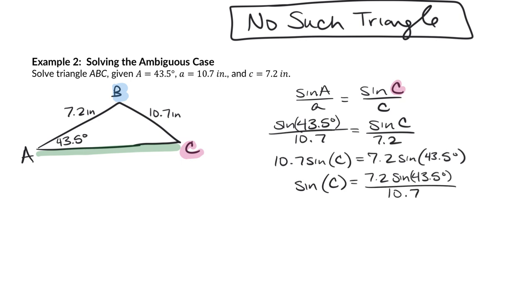Because we're proceeding with caution, since this is side-side-angle, we're going to calculate what 7.2 times the sine of 43.5 degrees over 10.7 is, because if it's larger than 1, we stop. If it's equal to 1, that means we're dealing with a right triangle. And if it's between 0 and 1, we still proceed with caution.